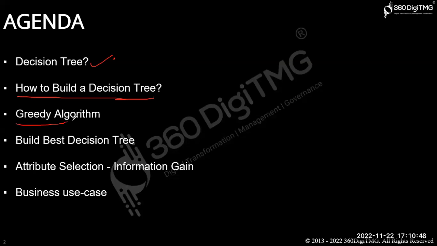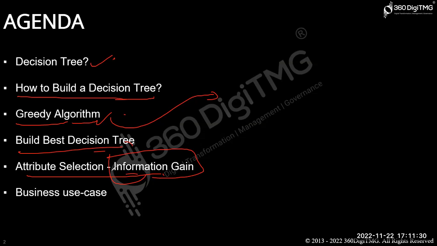And the greedy algorithm, what exactly the greedy algorithm is and how it will help you find out which class a particular data belongs to, and how it will be helpful to create a classification, how we'll be building the best decision tree model, and what factors we will take into consideration, attribute selection. So how we will be selecting the features, the various features we will have, and among those, which one we will consider as the root node, that is also what we'll look into, and information gain.